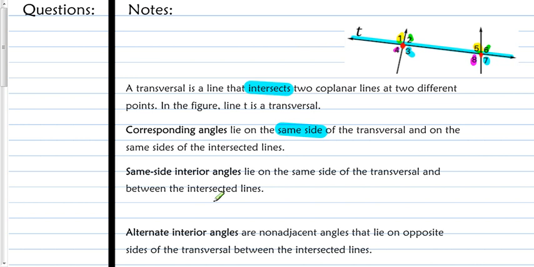Same side interior angles lie on the same side of the transversal and between the intersected lines. And that should make a lot of sense. Same side, lie on the same side. And some examples of same side interior angles would be angle 3 and angle 8. See if you can please identify the other pair of same side interior angles. Hopefully you noted that angle 2 and angle 5 are also same side interior angles. Moving on.